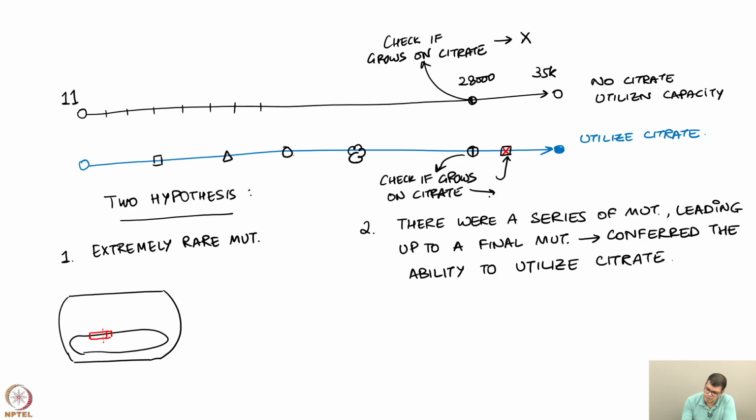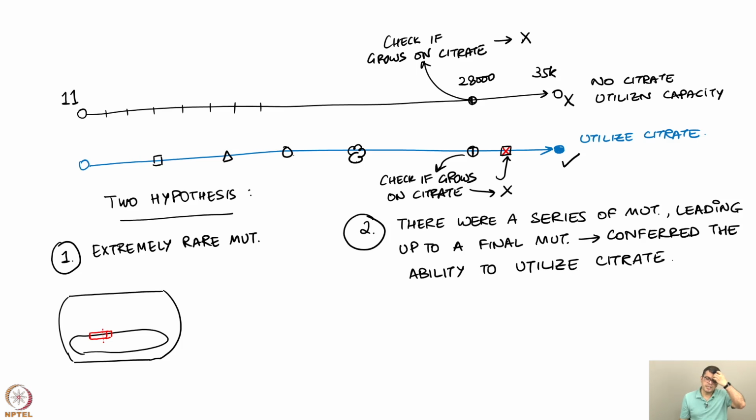And we found that there was no growth on citrate. Now, what that means is that at 20,000 generations there was no ability to grow on citrate, but at 35,000 for sure I know that this line is growing on citrate, these 11 lines are not. That means something happened between 28,000 and 35,000. Now, that something that enabled utilization of citrate in this particular line could be either this hypothesis or this hypothesis.